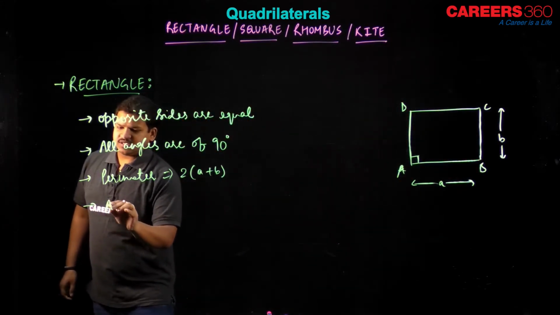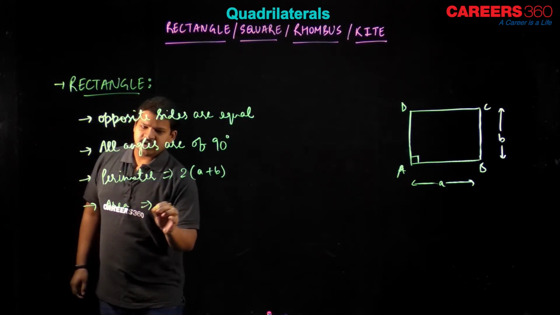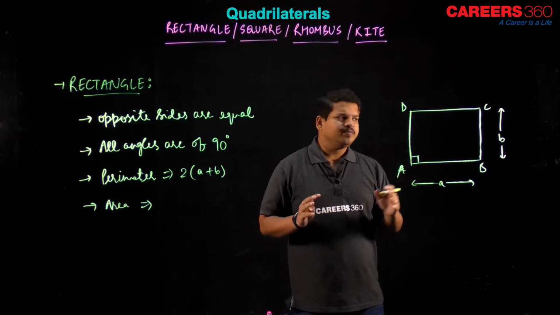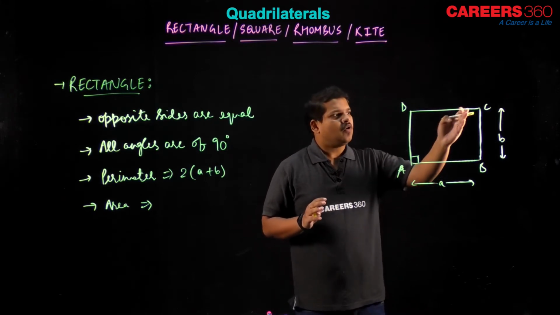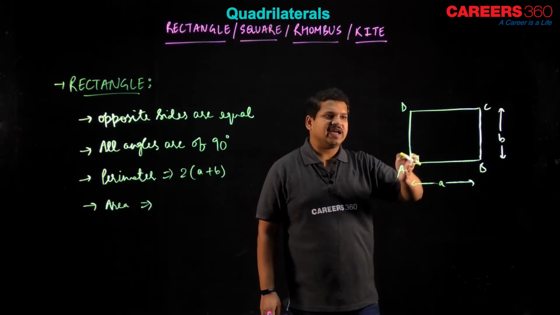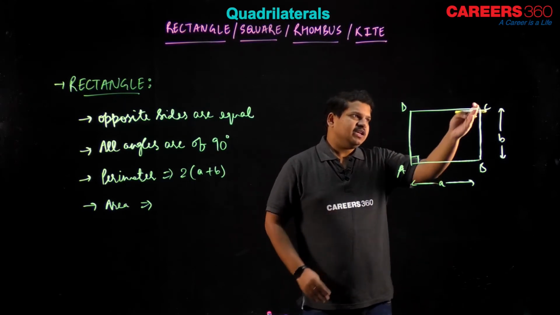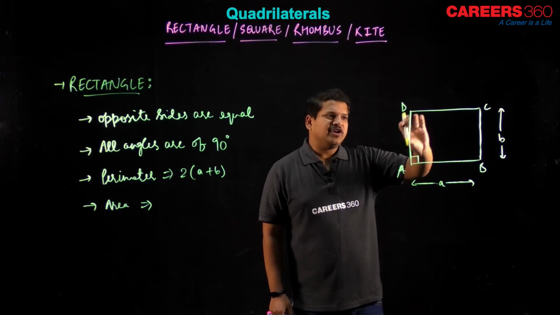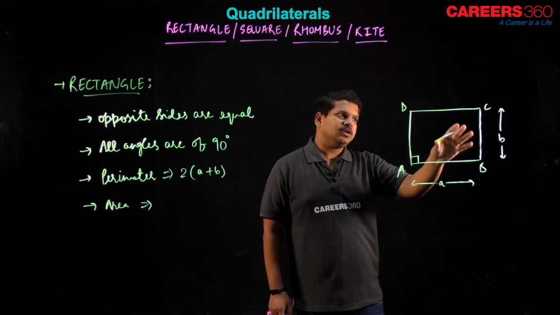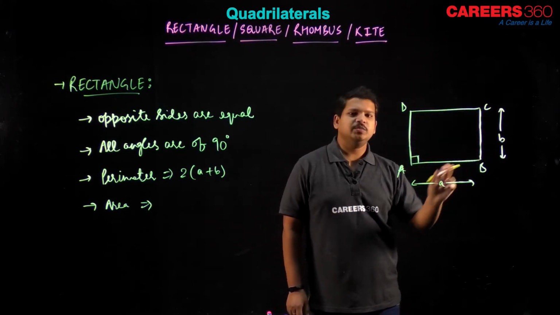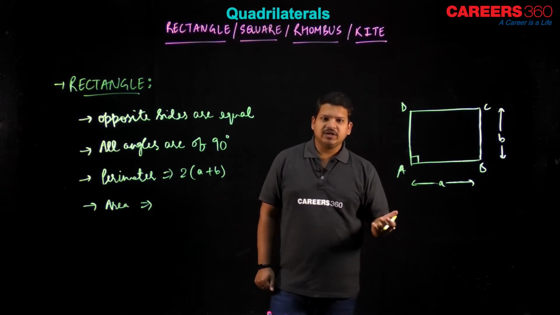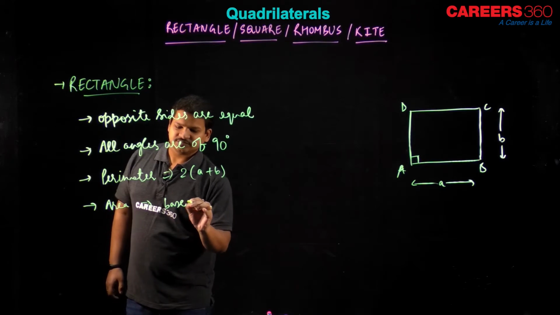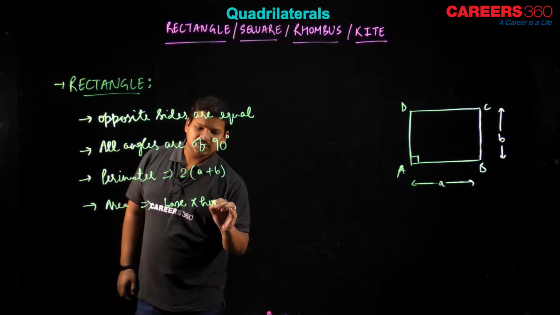And then next is what? Area. So, area will be what? See, again, all you need to do is visualize this. All we need to do is just divide this rectangle into two triangles. The area of the upper triangle will be half into base into height. The area of the lower triangle will be half into base into height, which will subsequently result in the total area as base into height.